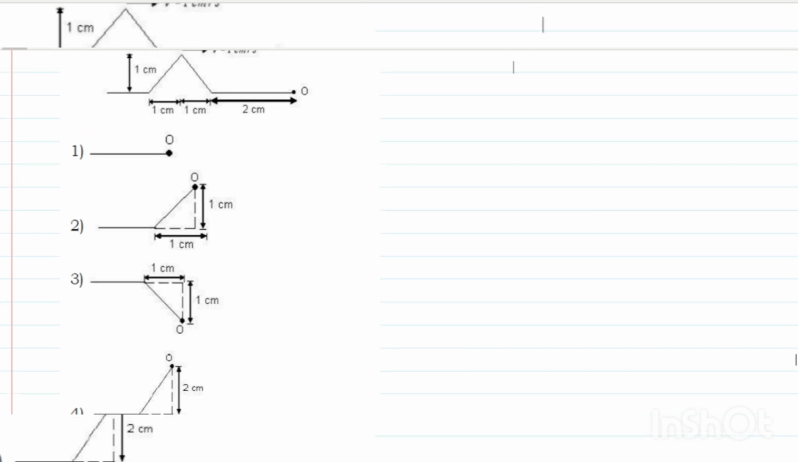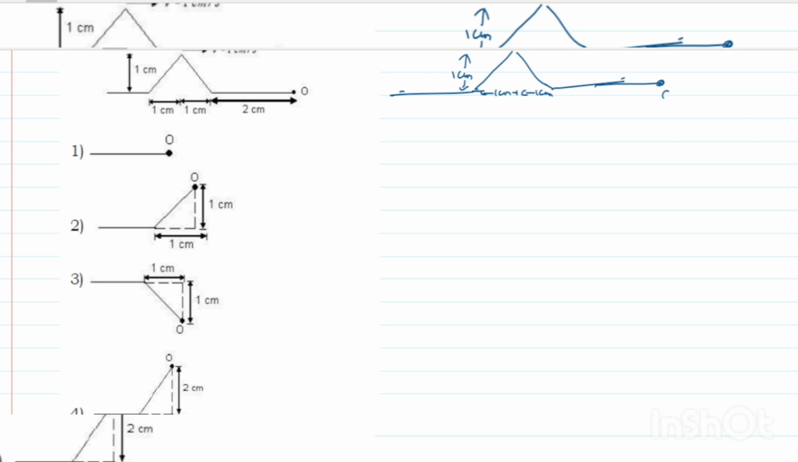Here the wave is given like this, and the amplitude is given as 1 centimeter here, 1 centimeter here, and 1 centimeter here. This is the free end, and here it is given as 2 centimeter. Now just imagine a mirror, students.